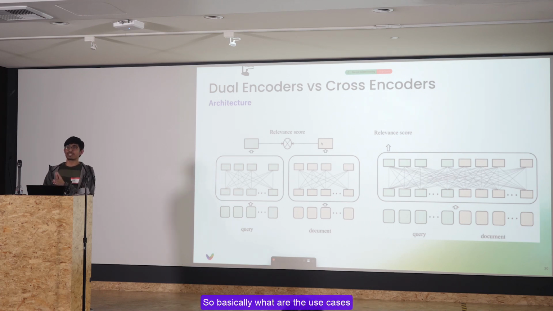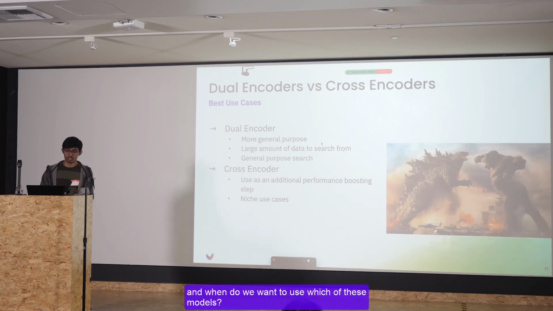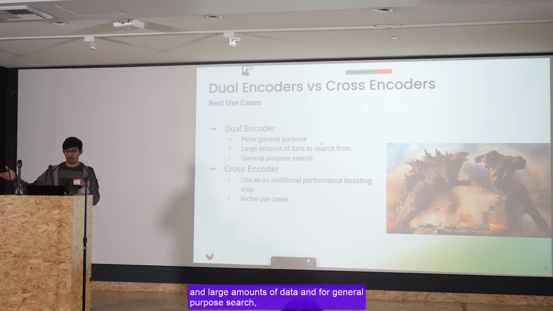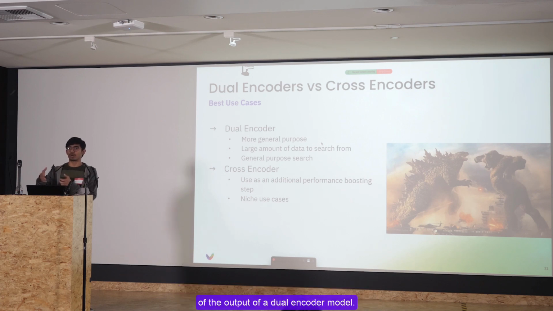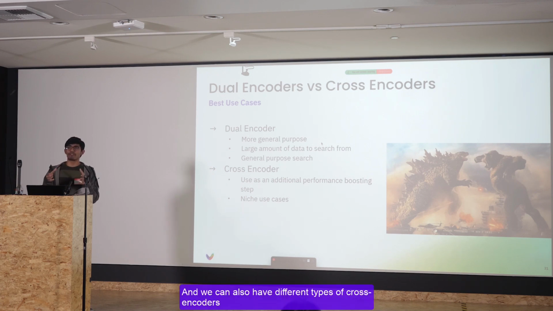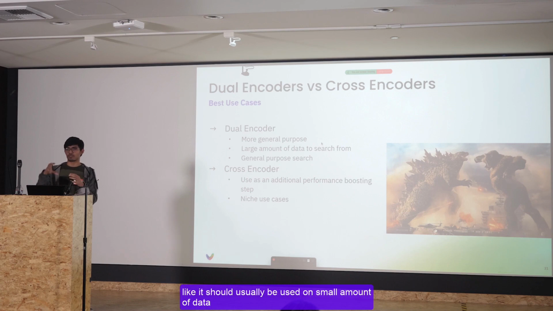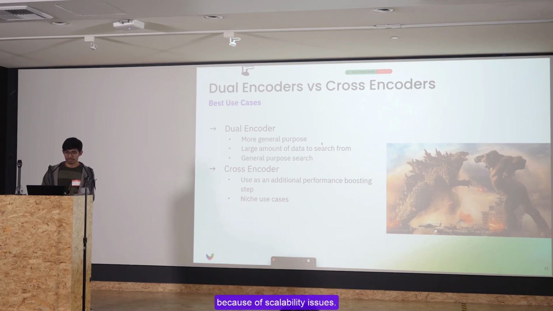So what are the use cases, and when do we want to use which of these models? A dual encoder is a more general purpose model and can be used for searching over large amounts of data and for general purpose search, whereas cross encoders can be used as an additional performance boosting step on top of the output of a dual encoder model. We can also have different types of cross encoders for niche use cases, for doing domain specific rankings. But all in all, to sum it up, they should usually be used on a small amount of data because of scalability issues.